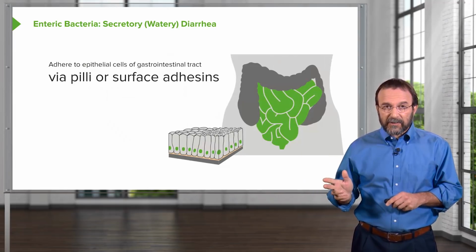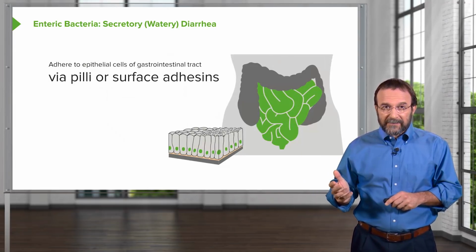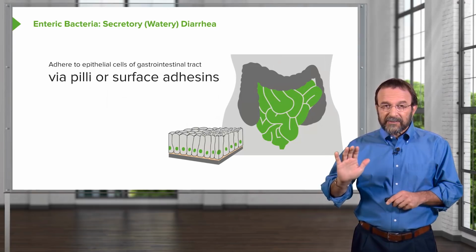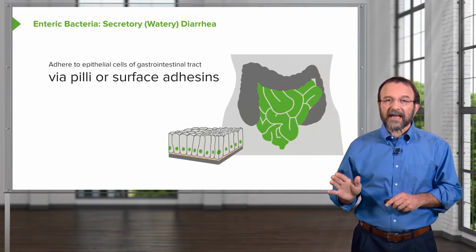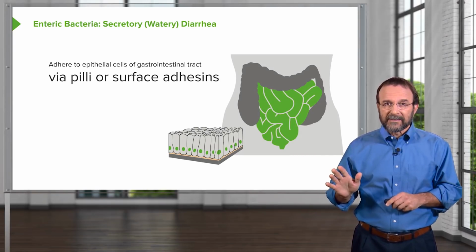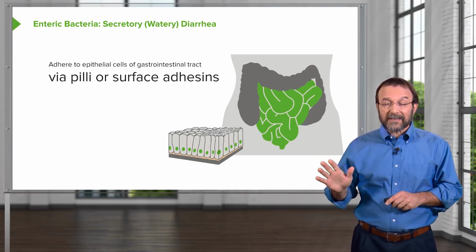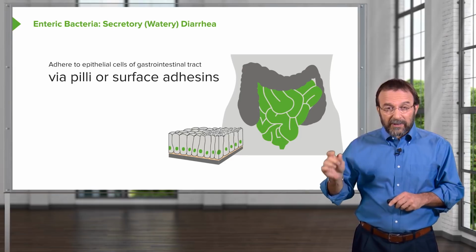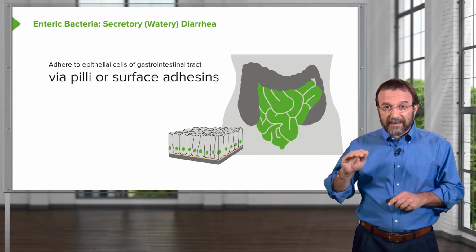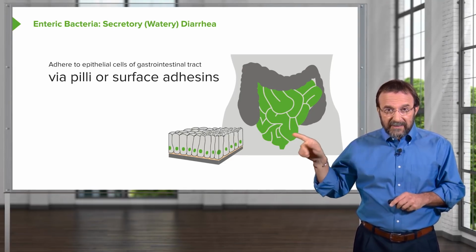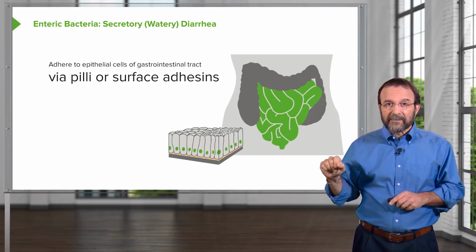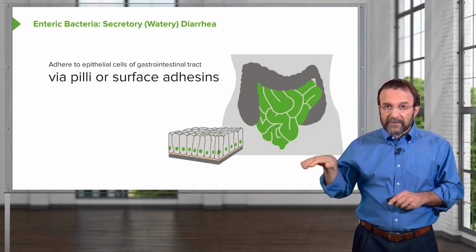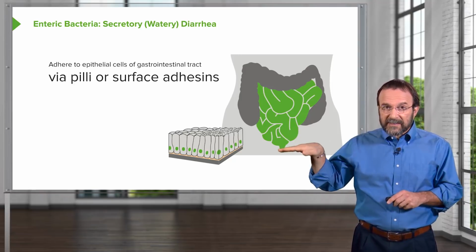These bacteria that cause watery diarrhea adhere to the epithelial cells of the gastrointestinal tract. We showed in a previous lecture a slide showing the structure of the wall of the gastrointestinal tract. It's lined with epithelial cells, which you can see at the bottom of this slide. And the bacteria we're going to talk about sit on the surface of this epithelium.